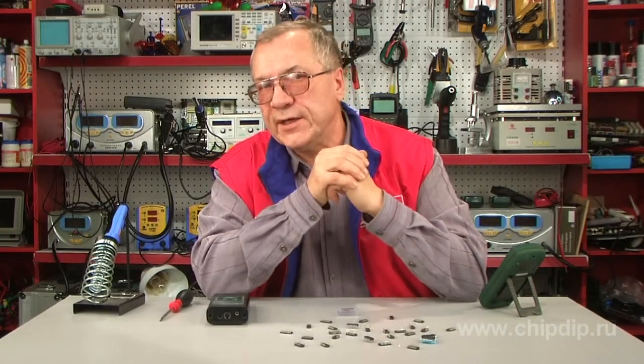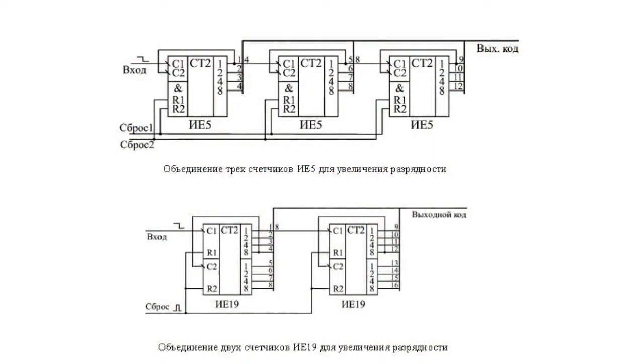It is very simple to combine counters to increase the bit count. You need to connect output 8 of the previous counter, issuing lower order bits, to the C1 input of the next counter, issuing high order bits. However, when performing the connection, one must bear in mind that every new bit added increases the overall switching delay of the counter. A multi-bit asynchronous counter can become unacceptably slow.